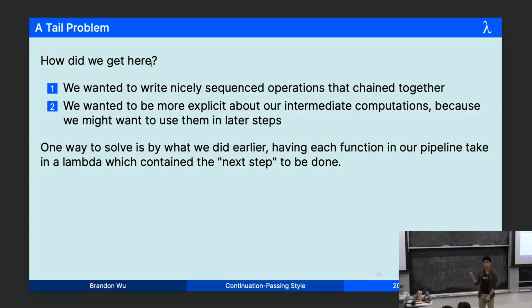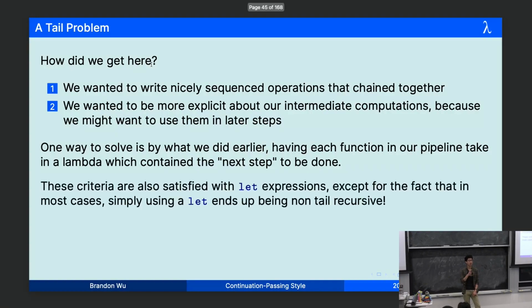And one way to solve this is what we did earlier, which is by making cool functions that take in lambdas of what they need to do next. Okay? These cool functions are going to be the crux of the argument. They're going to be the core part. We can do this with let expressions, right? Except that it doesn't get tail recursion. I agree with you that let expressions would get everything, except it wouldn't be tail recursive. We're trying to do this because, in part, we're going to try and get tail recursive functions.